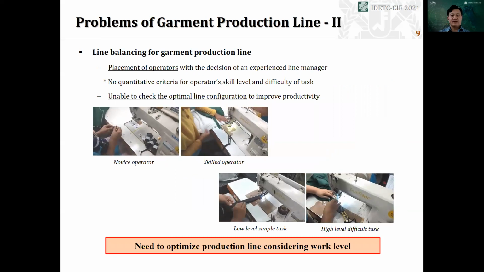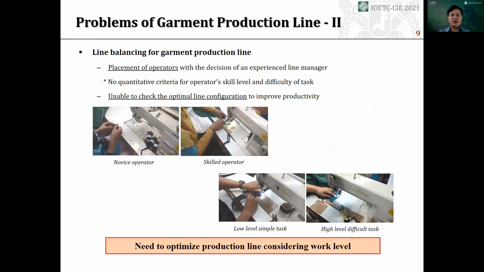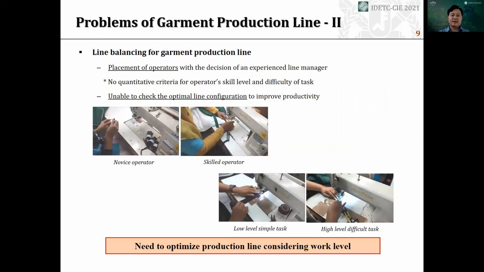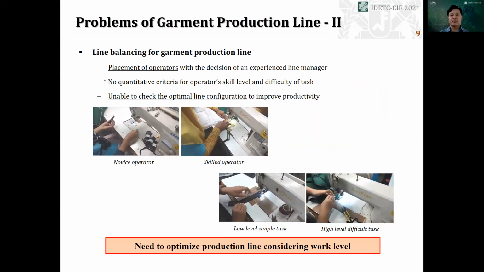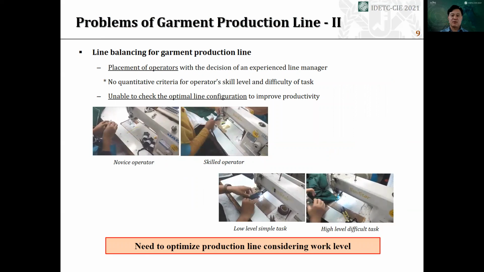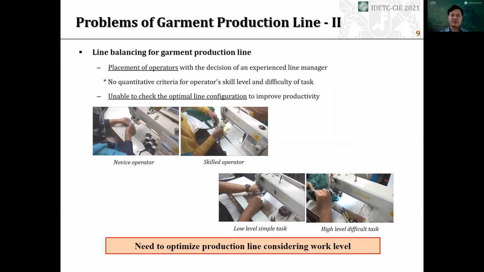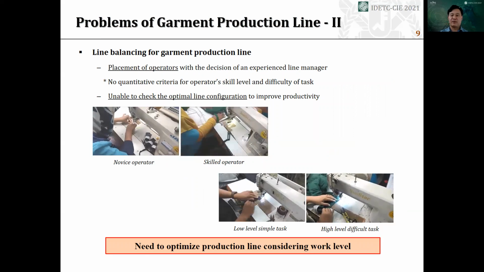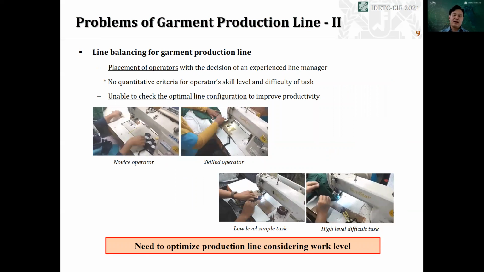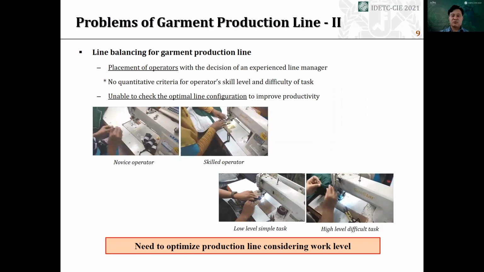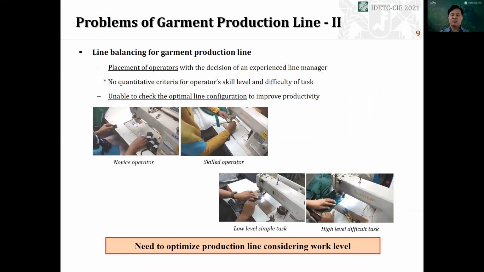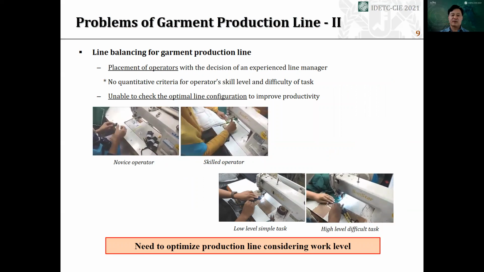And another important issue is the balance of a production line. This is mainly due to the placement of operators, where there is no quantitative criteria for work level. This makes it impossible to judge and predict the optimal line configuration.